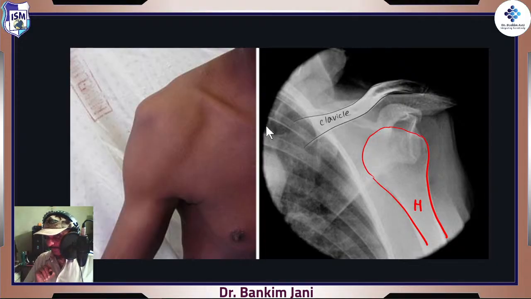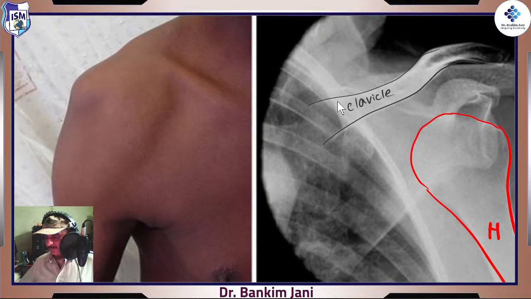Now, if you see carefully, I'm just zooming it. Can you appreciate the scapula? Can you appreciate the scapula? Can you see the scapula? Where is it? Try to figure out.